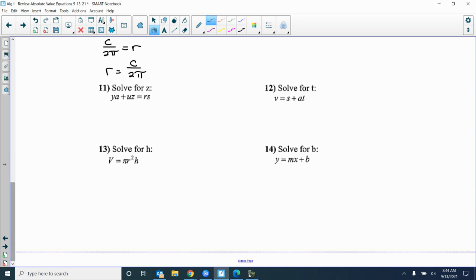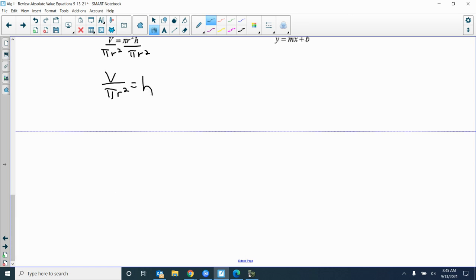So 13, same thing. I got pi R squared H. These are all being multiplied. There's no pluses, there's no minuses. They're not separated by plus or minus. So you divide by pi R squared. So we got that. And then just reorder it and put H first. H equals V over pi R squared.